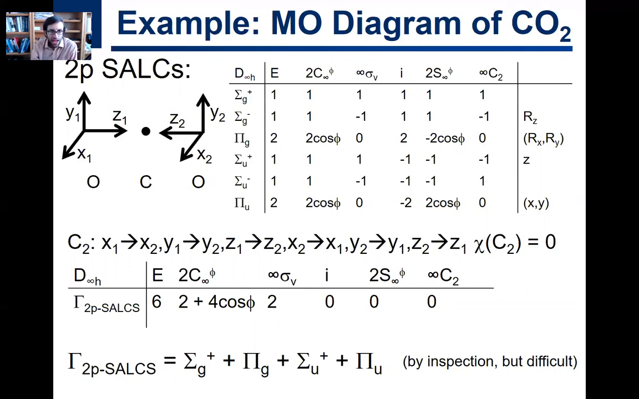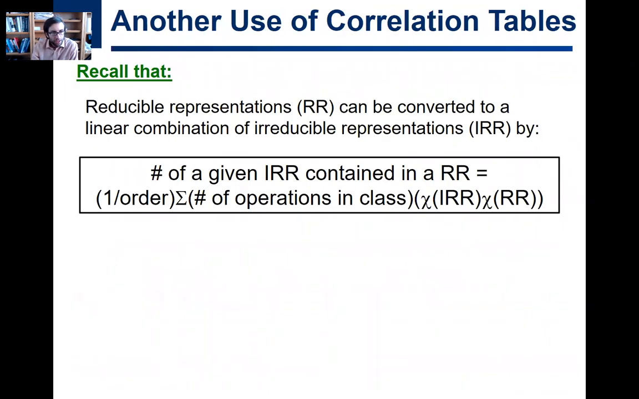And you can imagine if you had some atom with, I don't know, 6 ligands and you needed to find the p orbitals, this would get pretty bad, right? You'd be staring at it all day trying to figure this out by inspection. So we don't have to do things by inspection. We have the formula to reduce a reducible representation. So don't forget this, right? This was back at the end of chapter 2.